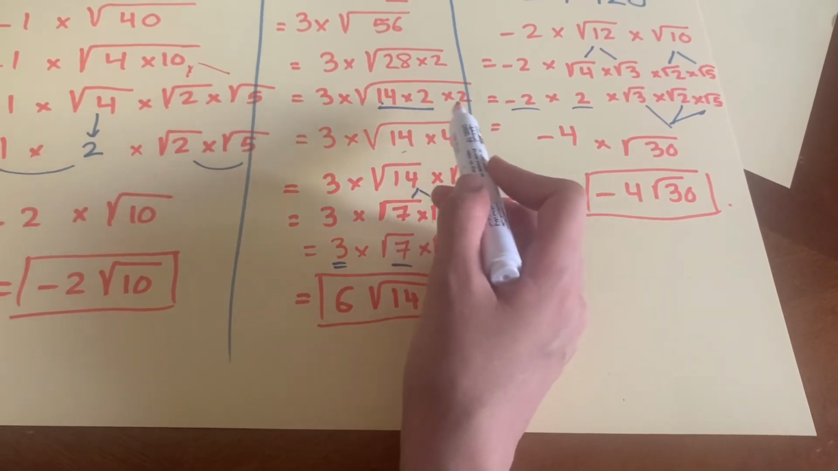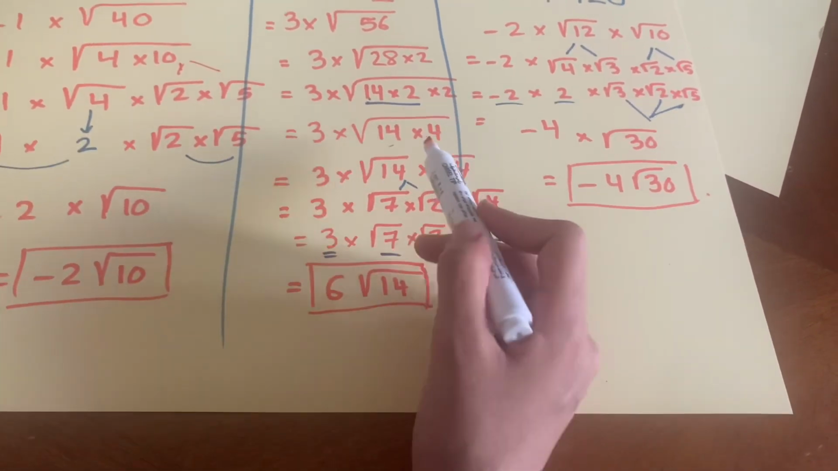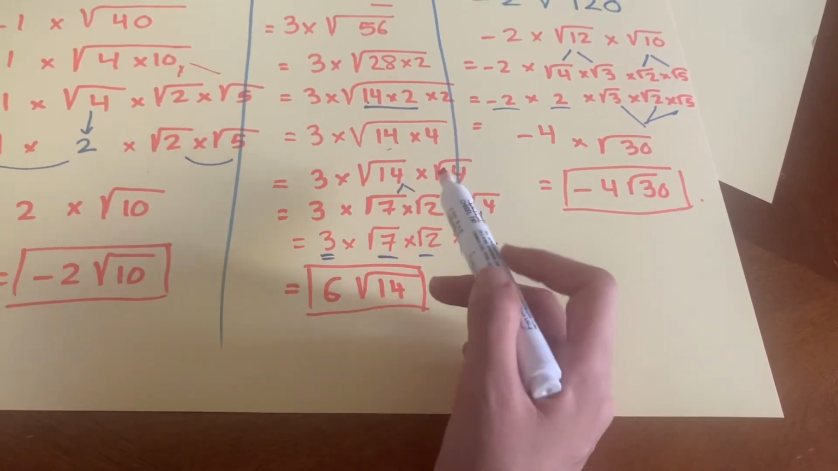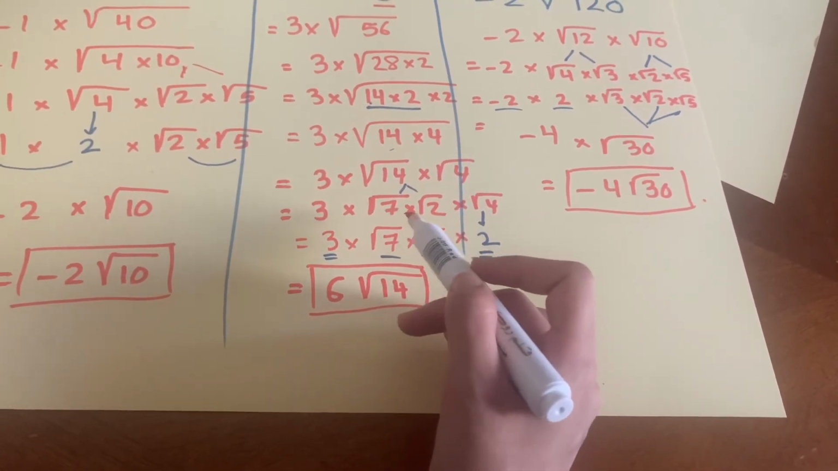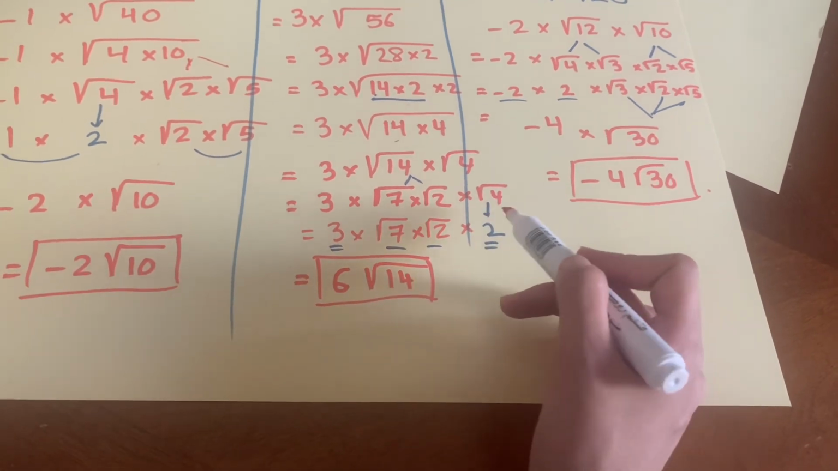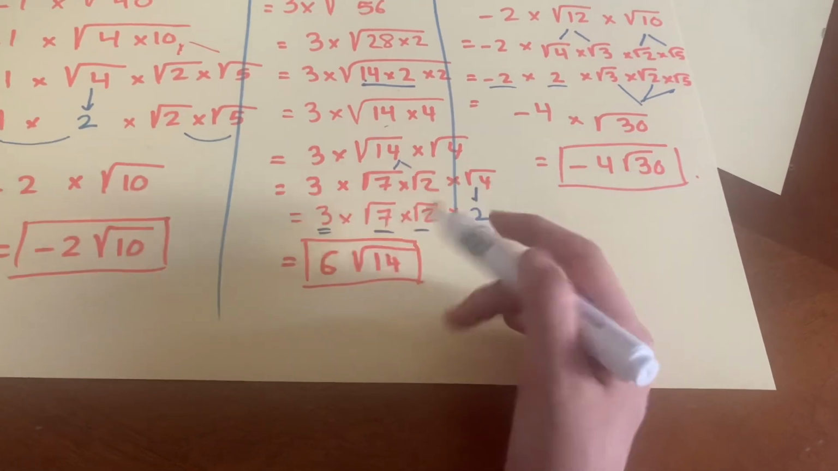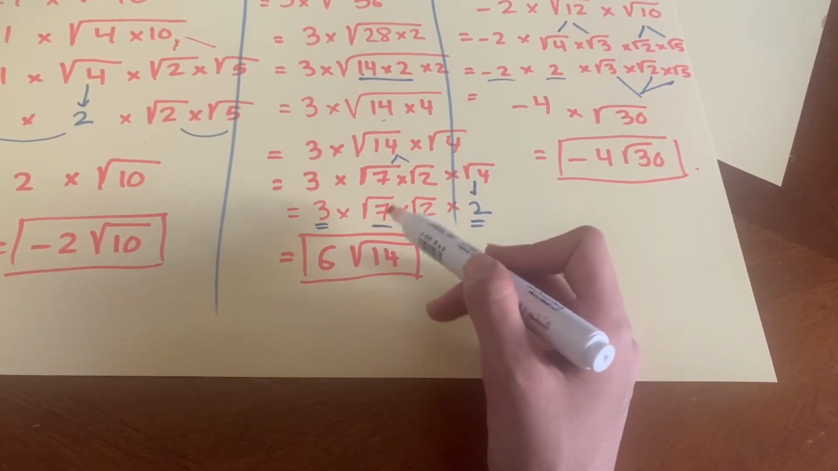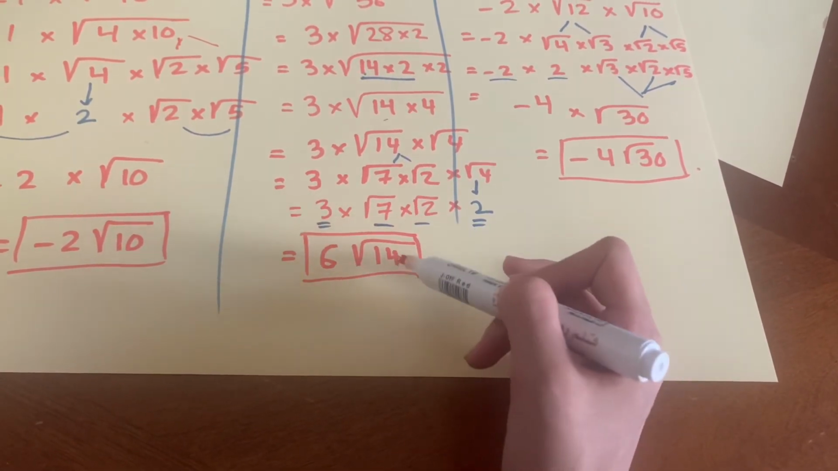So I'm going to rearrange it. 2 times 2 is 4. So this is 14 times 4 now. I will split them. So this is 3 times radical 7 times radical 2 times radical 4. Remember, radical 4 gives me 2. And now I multiply the numbers together. 3 times 2 is 6. And the radical 7 times radical 2 together is radical 14.